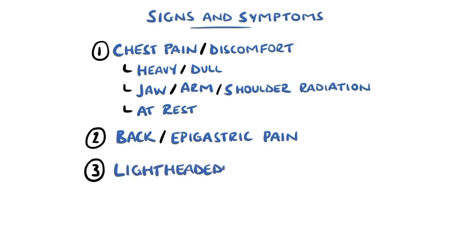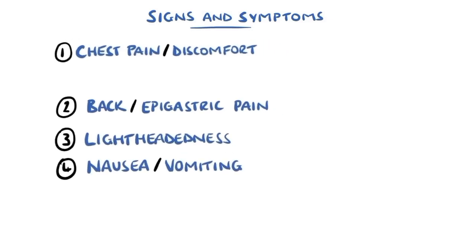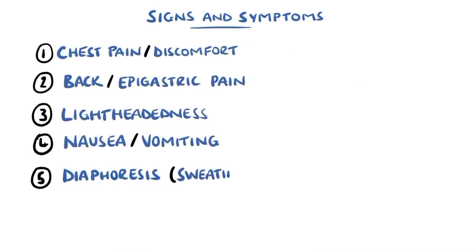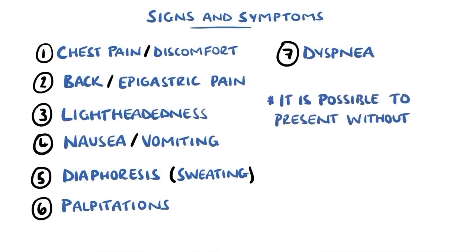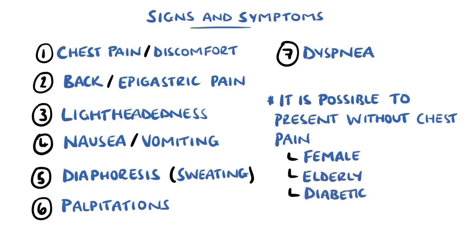Patients can also complain of lightheadedness, nausea or vomiting, sudden heavy sweating known as diaphoresis, palpitations, and dyspnea or shortness of breath. However, bear in mind that people may present without chest pain. This happens more commonly in women than in males, and therefore the presentation may be more subtle and is more commonly missed. This is also true for older patients and patients with diabetes.